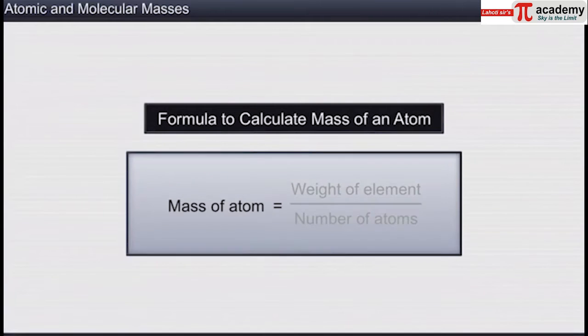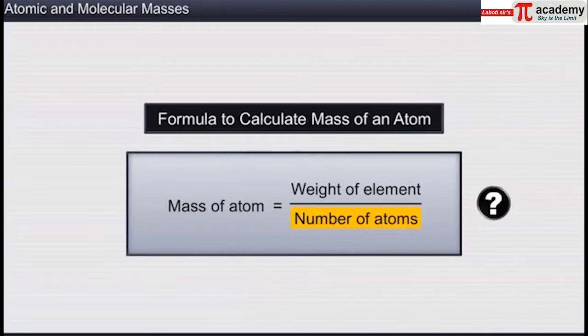It was possible to calculate the mass of an atom by weighing an element and then dividing the weight by the number of atoms. However, there was no method available to count the number of atoms in an element.